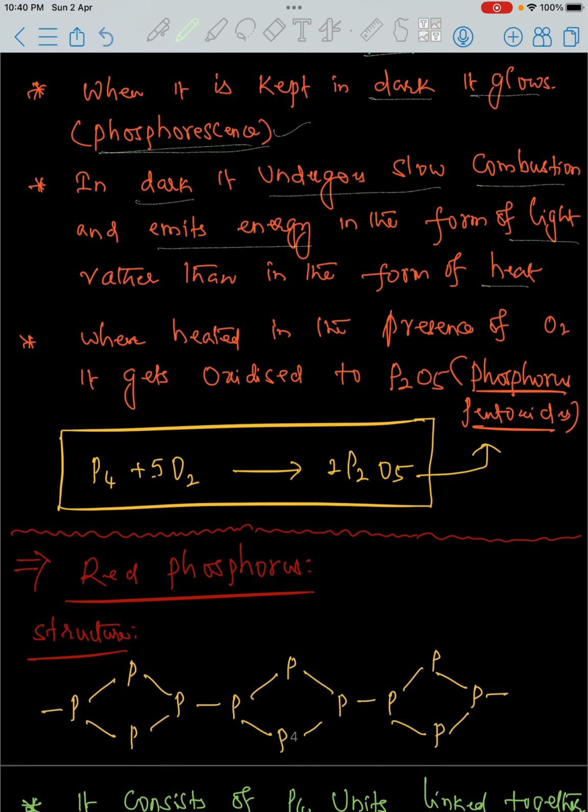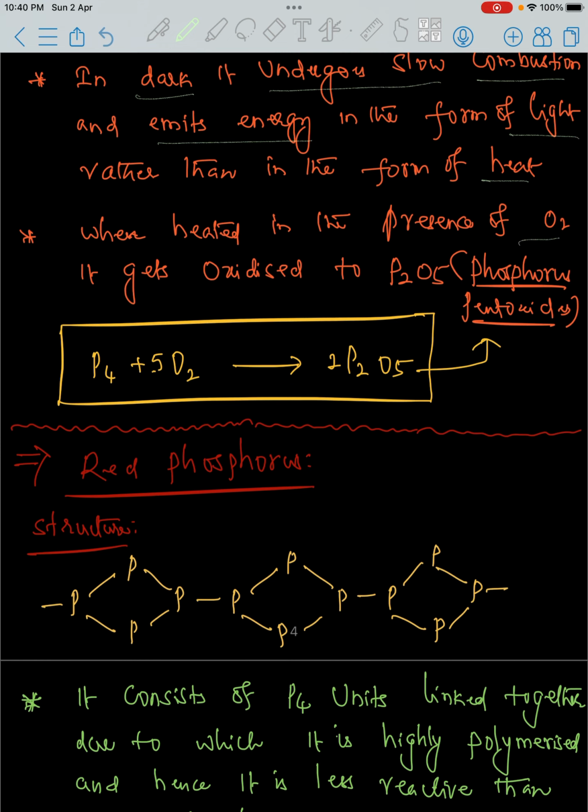When heated in the presence of oxygen, white phosphorus gets oxidized to P2O5, phosphorus pentoxide, which is the monomeric form. You can also write it as P4O10. So white phosphorus, when treated with oxygen, gives phosphorus pentoxide.